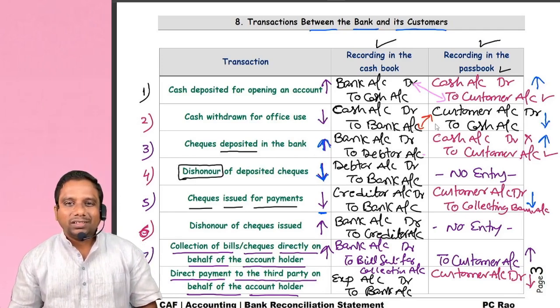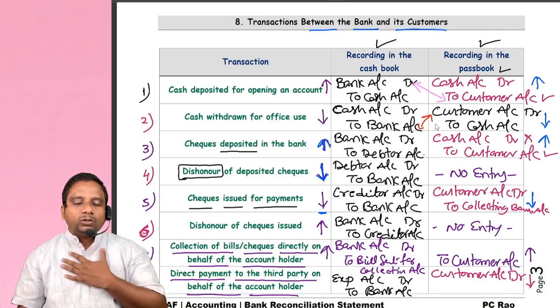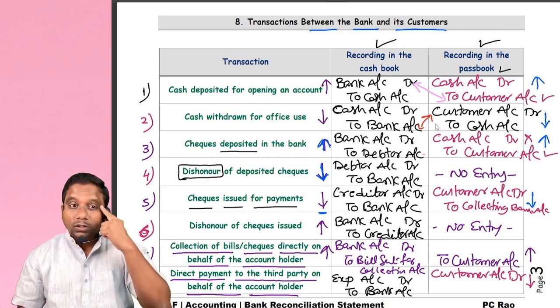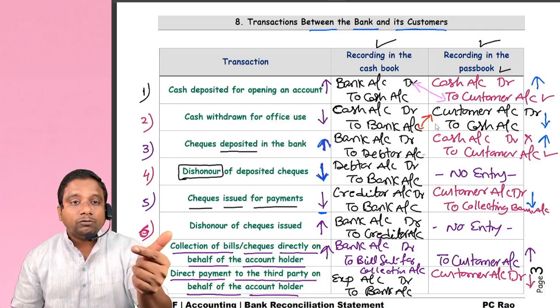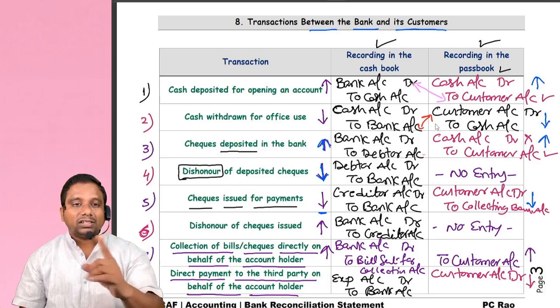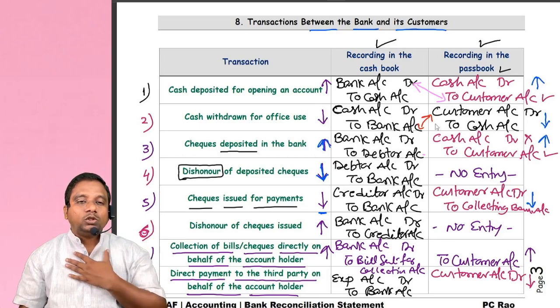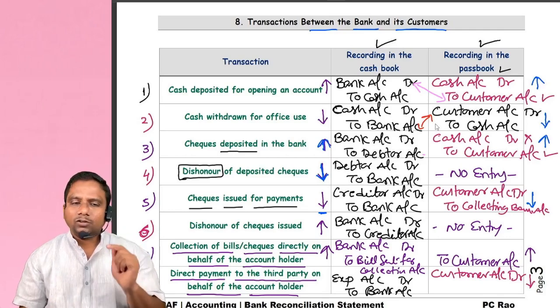We understood already. Take one transaction. From my point of view, it is purchase. Suppose I purchased goods from so and so person. From my point of view, it is purchase. From your point of view, it is sales. It is one transaction. I am recording it as purchase. You are recording it as sales. In my books, your account is credited because you are the creditor. In your books, my account is debited because I am your debtor. Yes or no?